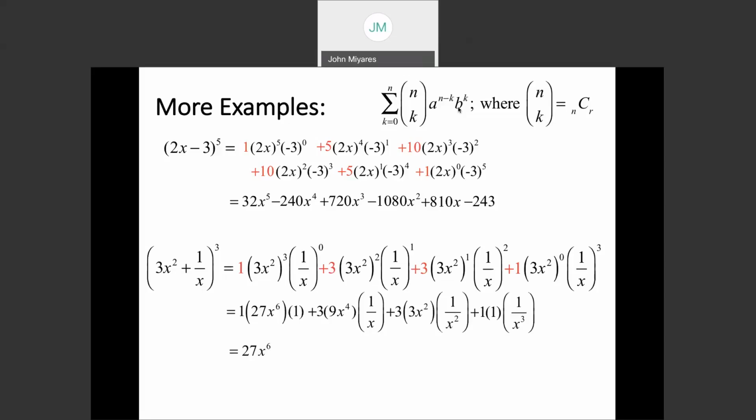Simplifying each of those terms gives us the following. I'll have 27x to the sixth plus 27x to the third after multiplying the 9 times 3 and the x to the fourth by 1 over x. In the third term, I'll have just a plain old 9 because 3 times 3 is 9, and x squared times 1 over x squared will cancel, leaving x to the 0. In my last term, I'll just have 1 over x to the third.